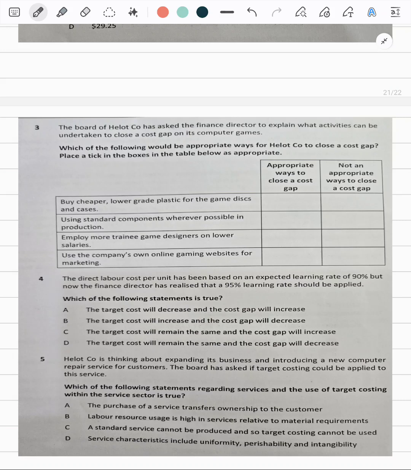Employ more trainee game designers on lower salaries. No, this will lead to some compromise in the quality of the product as well. It can lead to operational errors, so this will increase the cost. Use the company's own online gaming website. Yes, so I think 2 and 3 are appropriate ways to close the cost gap, and not so appropriate at this.